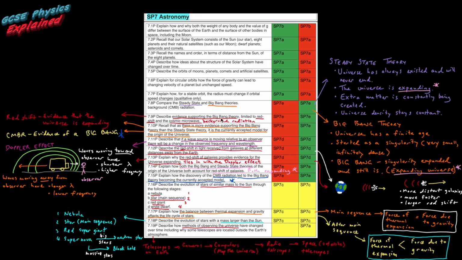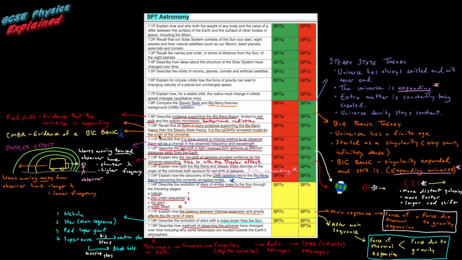Describe evidence supporting the Big Bang theory, limited to the red shift and cosmic microwave background radiation. So the evidence supporting the Big Bang theory is the red shift. Now what that basically means is that it's evidence that the universe is expanding. You've got to recall that as there is more evidence supporting the Big Bang theory than the steady state theory, it is the currently accepted model for the origin of the universe.